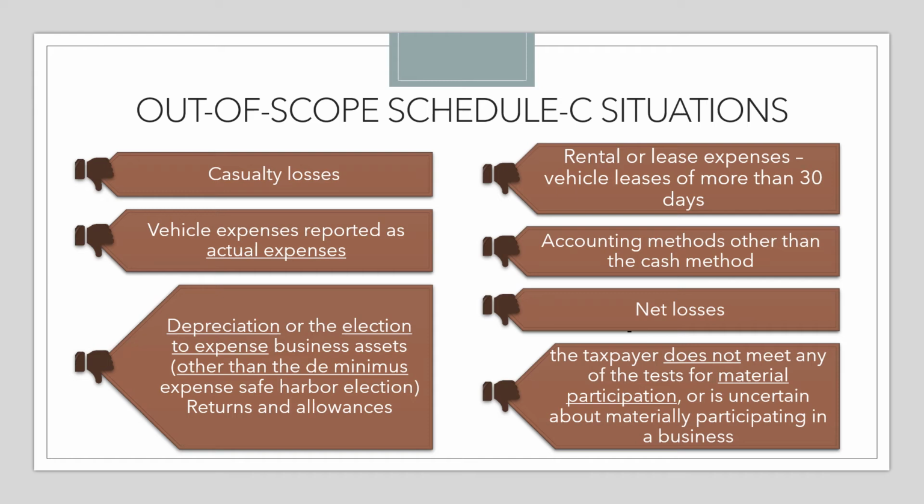Any accounting methods other than the cash method, so we talked about that before. Net losses we talked about before. And then if the taxpayer does not meet any of the tests for material participation, or they are uncertain about whether they are materially participating in the business, then that will be out of scope.